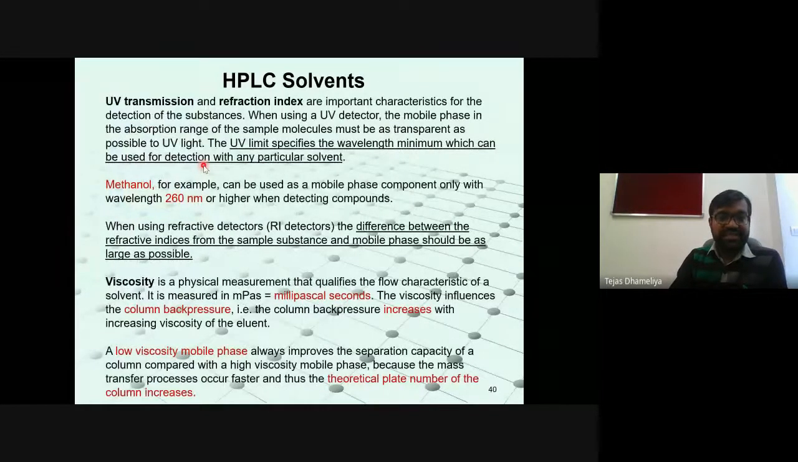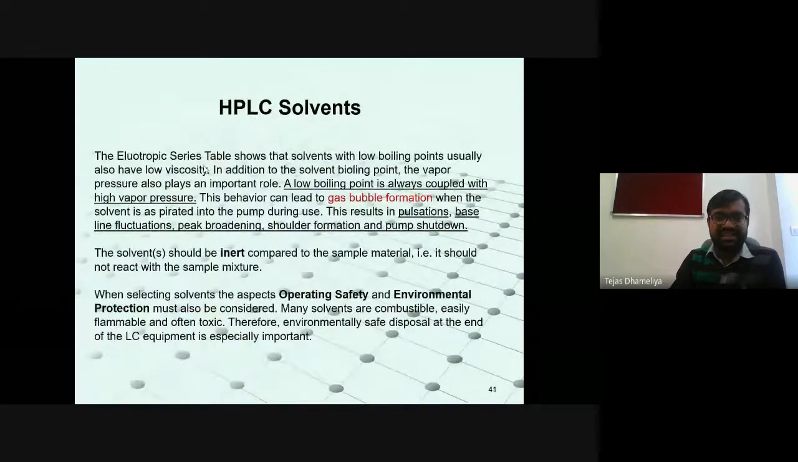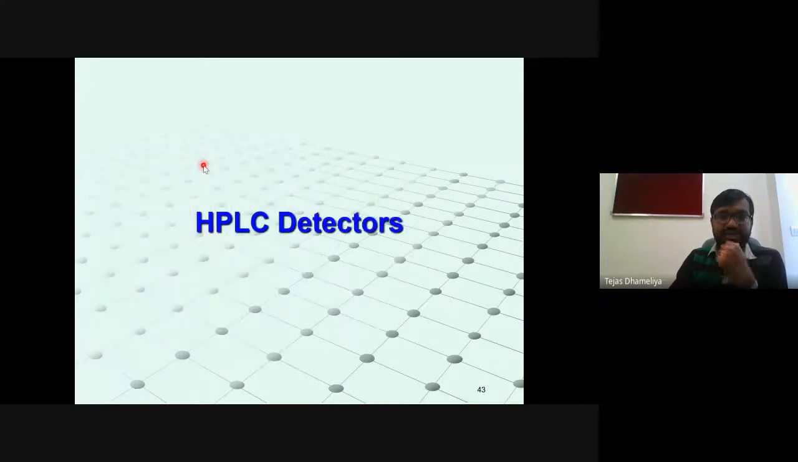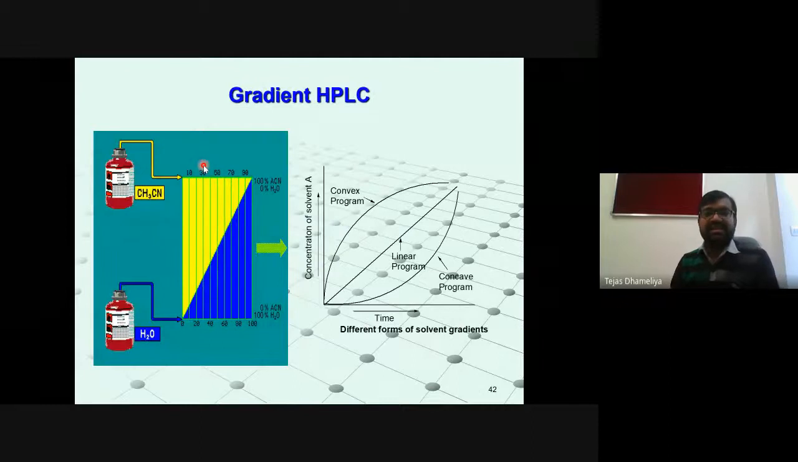UV transparency, refractive index, viscosity, etc. are some of the parameters, and some other things are also available. We have already discussed what is called gradient and what is called isocratic. So depending upon the two solvents, we can also utilize HPLC.